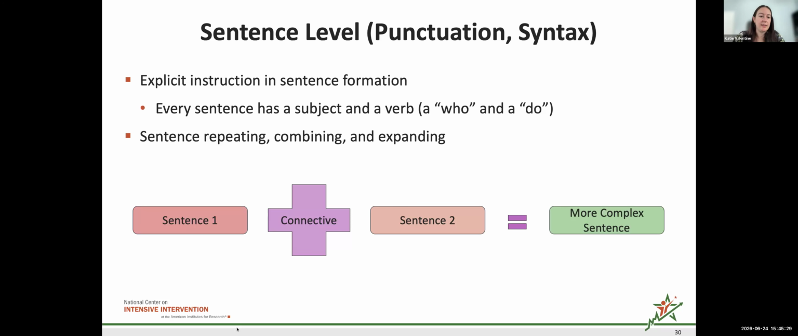Another way to practice this is through tasks like sentence repeating, sentence combining, or sentence expanding. And the idea there is that you learn those connective words, and have two sentences, connect them with a connective, which creates a more complex sentence. So the research is really supportive of that and kind of increasing the complexity of those sentences as well.